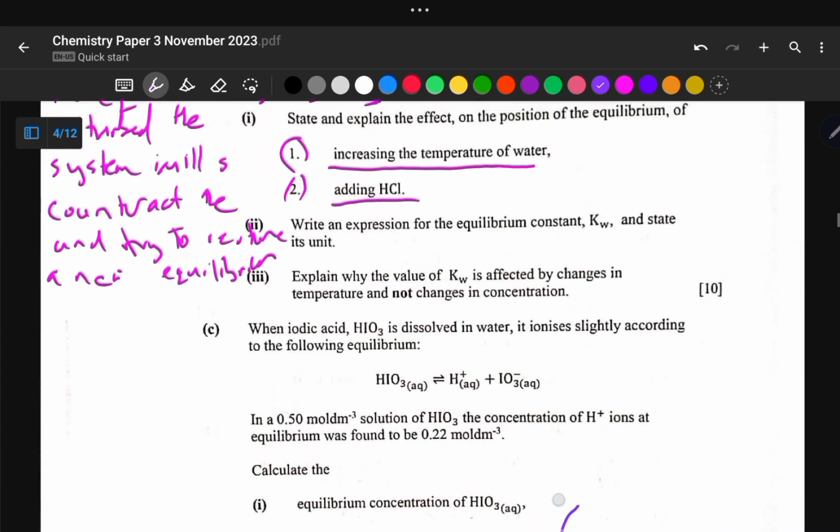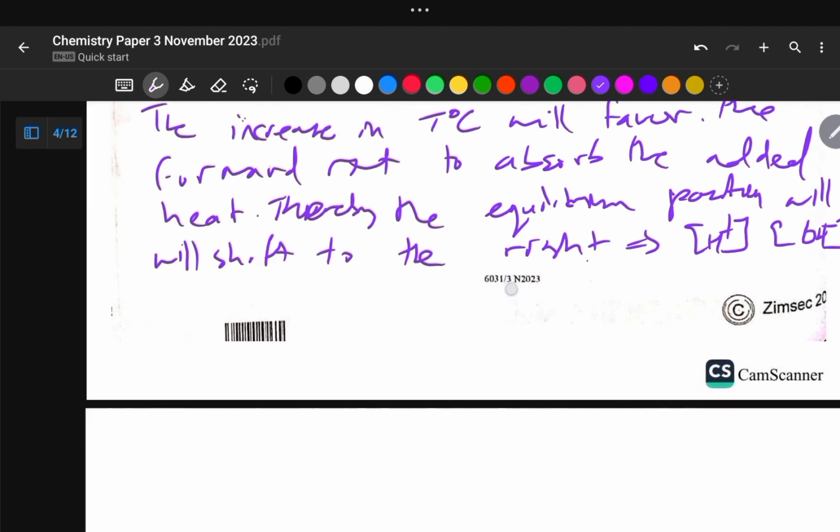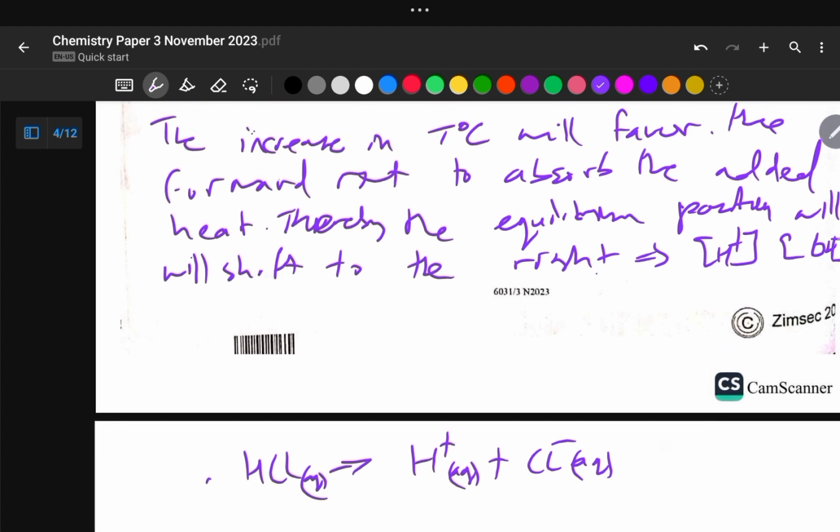And then the next part says adding hydrochloric acid. Hydrochloric acid is a strong acid which fully dissociates to give the proton plus the chloride ion, right? So we have aqueous hydrochloric acid. If we were to add hydrochloric acid, in other words, we're increasing the concentration of the hydrogen ion and the concentration of the chloride ion.